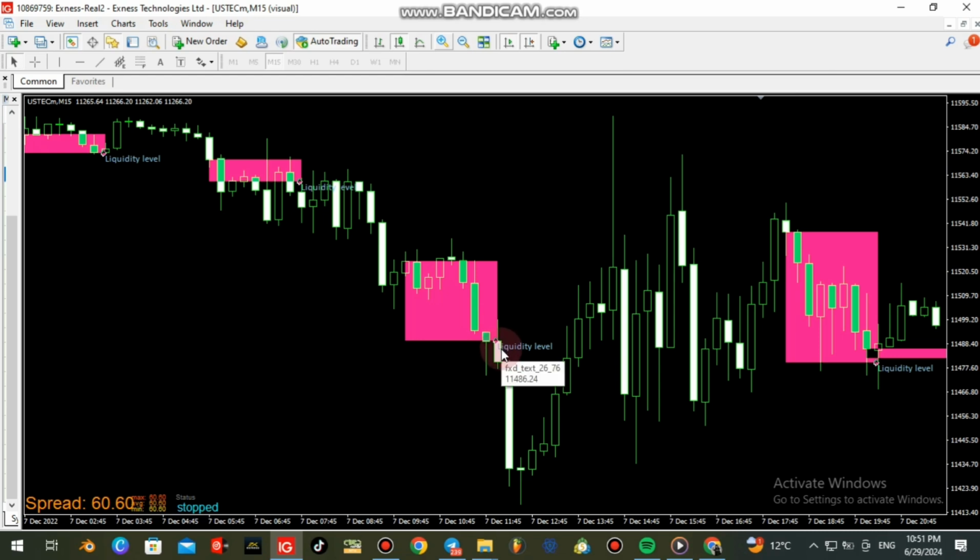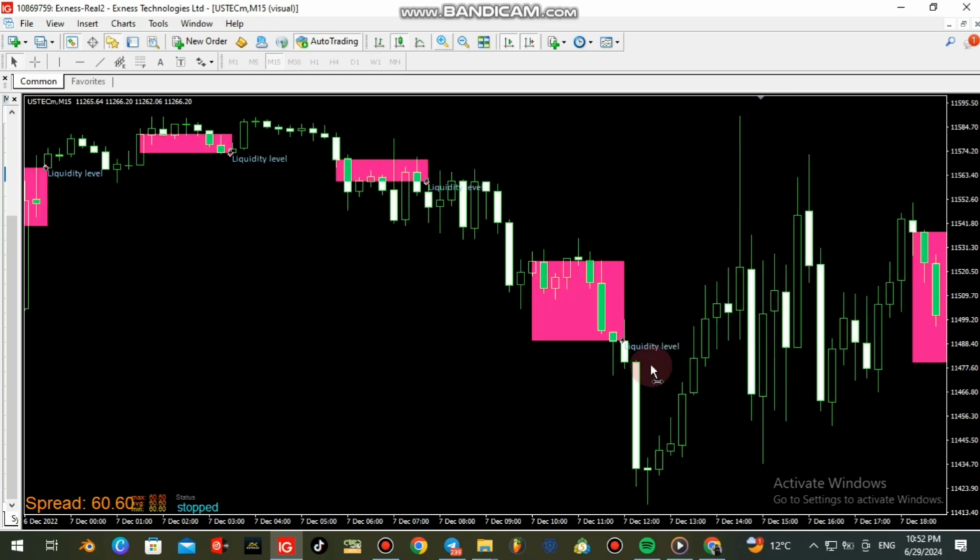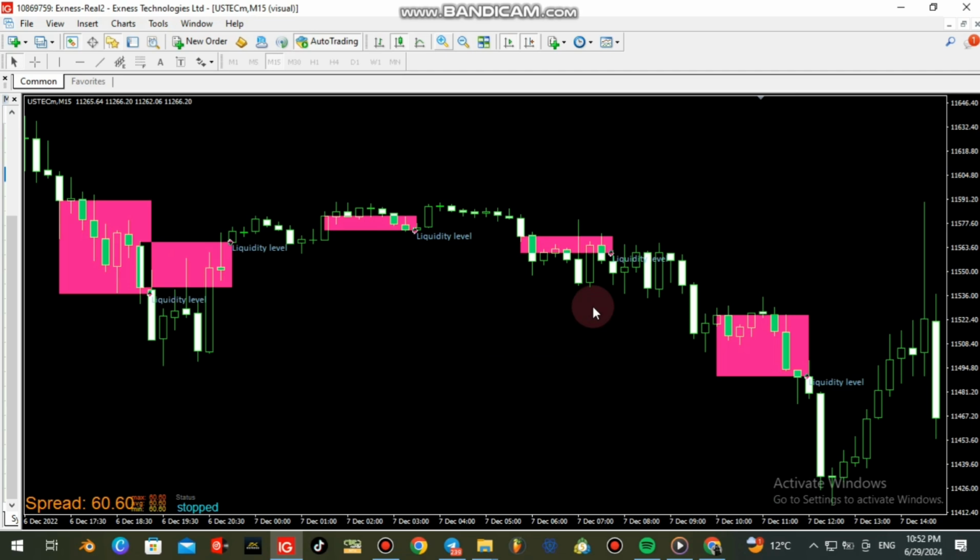You'll see it when you use a line chart or a line graph. You'll realize that these wicks are not represented on a line graph. So this is where the next candle opened, and the next move was actually a sell, as you can see, a huge sell. That is a lot of possible situations that you can capitalize on.